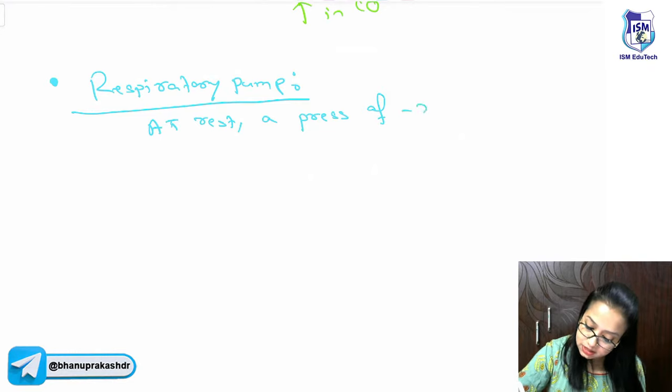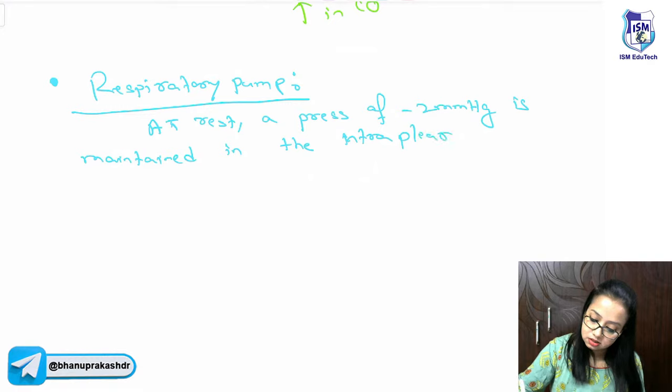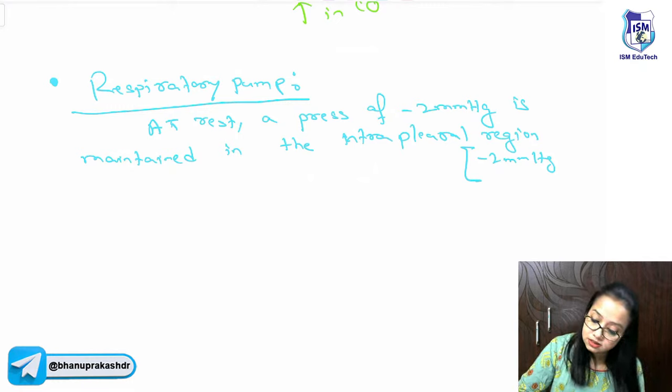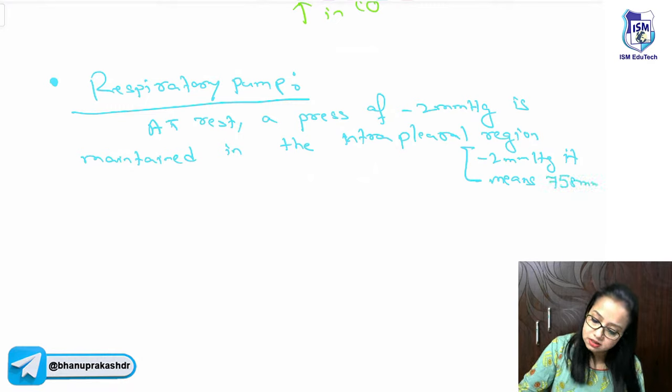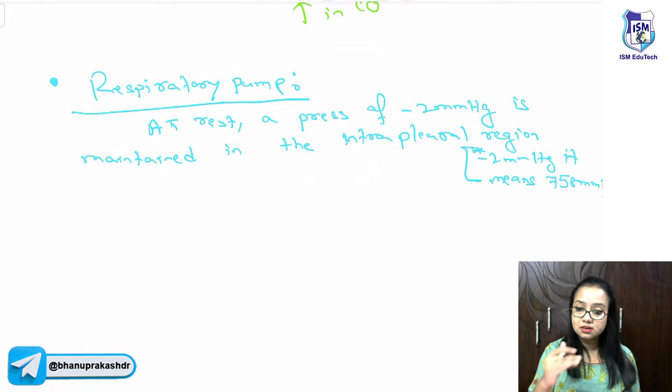pressure of -2 mmHg is maintained in the intrapleural region. Now, very quickly, this -2 mmHg, what does it mean? It does not mean numerically all the way down to -2 mmHg. It means 2 mmHg lesser than the atmospheric pressure. It means 758 mmHg. Atmospheric pressure is 760 mmHg, minus 2 mmHg, that is 758 mmHg, that lies in the intrapleural region, that is the gap between the parietal layer as well as the visceral layer.